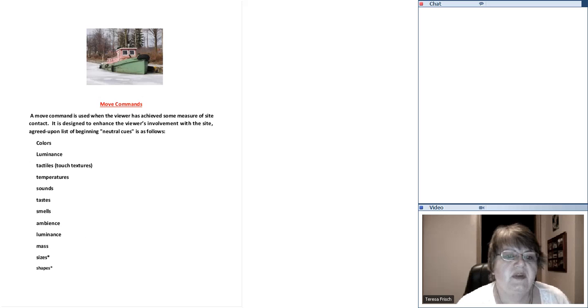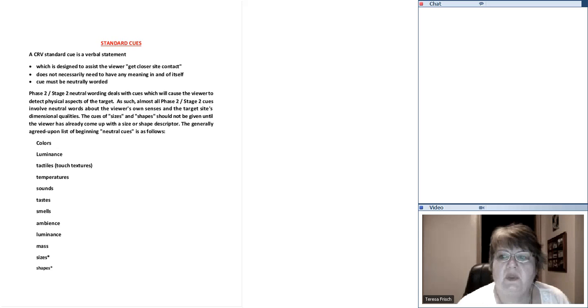So some of the things that we use: you can write these words down in a little list, a little cue card for yourself, and if you find everything slowing down, just do a mental buzz list and ask yourself colors, luminance, tactiles, temperature, sounds, taste, smells, ambience. Essentially, all that is kind of a little boot. It gets the engine going again, and hopefully something will start coming through.